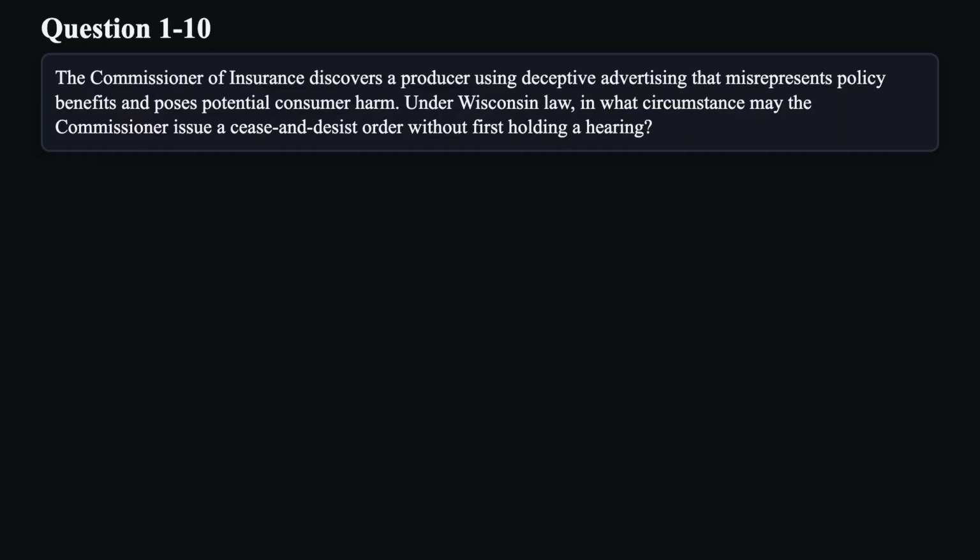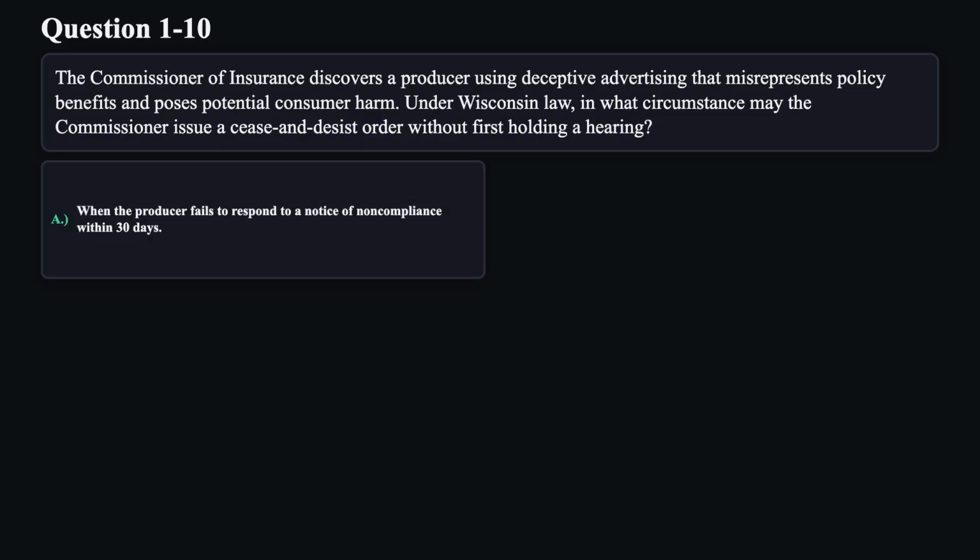Question 10. The Commissioner of Insurance discovers a producer using deceptive advertising that misrepresents policy benefits and poses potential consumer harm. Under Wisconsin law, in what circumstance may the Commissioner issue a cease and desist order without first holding a hearing? A. When the producer fails to respond to a notice of non-compliance within 30 days.